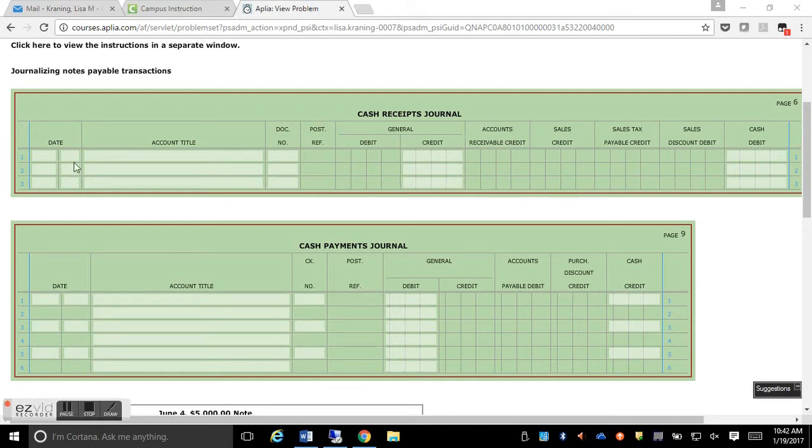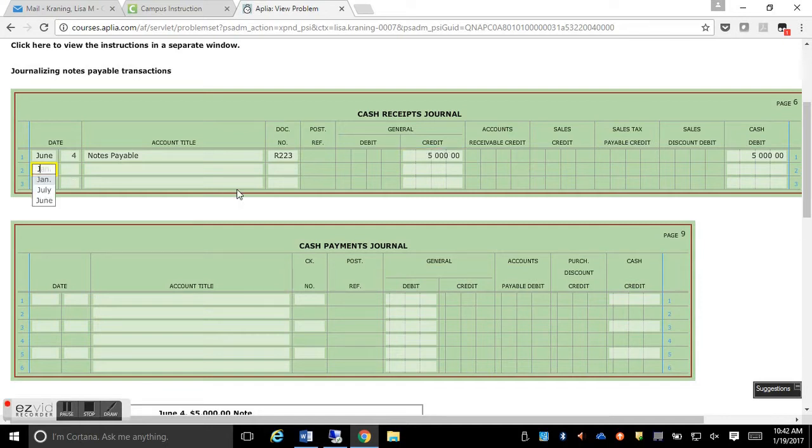You are going to come up to your cash receipts journal, and you're going to put June 4th, notes payable, because we're taking on a note, R223, and we took out the note for $5,000, and if you'll notice, I have them highlighted. We're getting cash, so that will be our debit, and that will go into the general column. The next two are going to be done the exact same way.